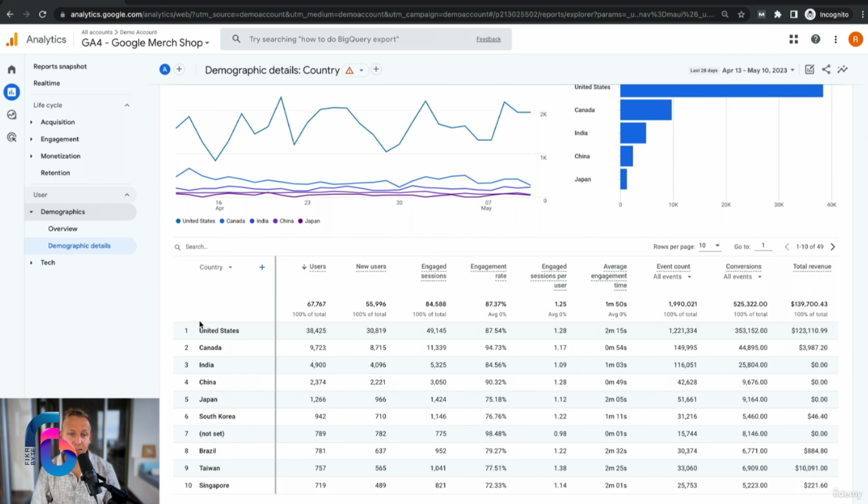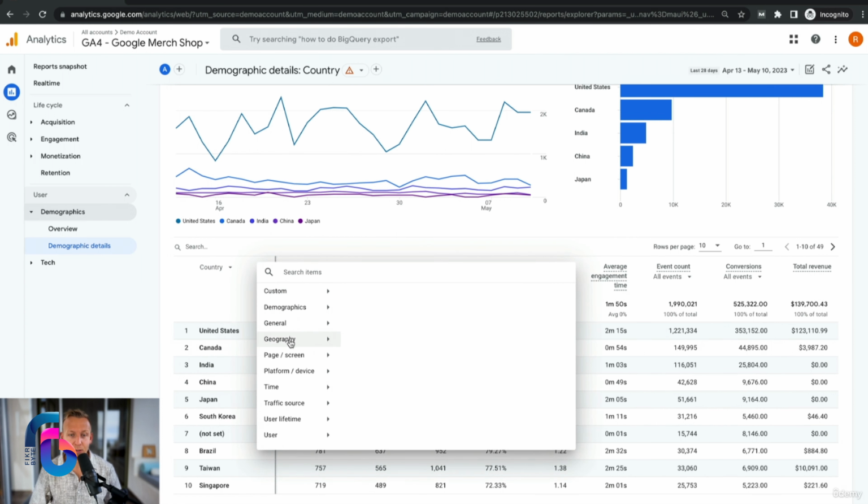Now, understanding that the high quality traffic is coming from the United States, especially if you're running a domestic business, it's worthwhile to ask, okay, but which cities in the US are performing the best? So what we're gonna do is, where it says country, we're gonna go to the right and click on the plus sign, and then we're gonna go down to geography and then click on city.